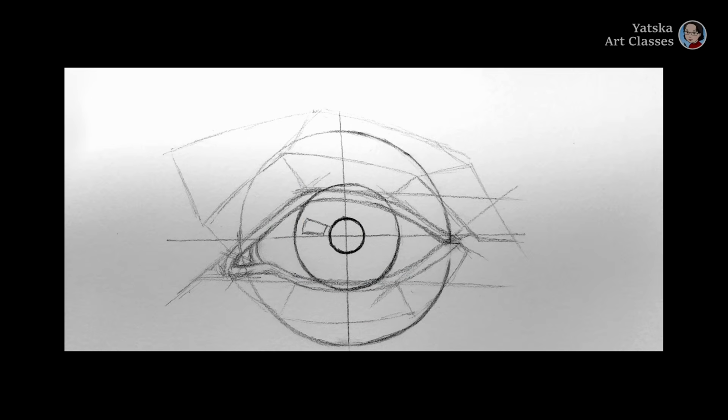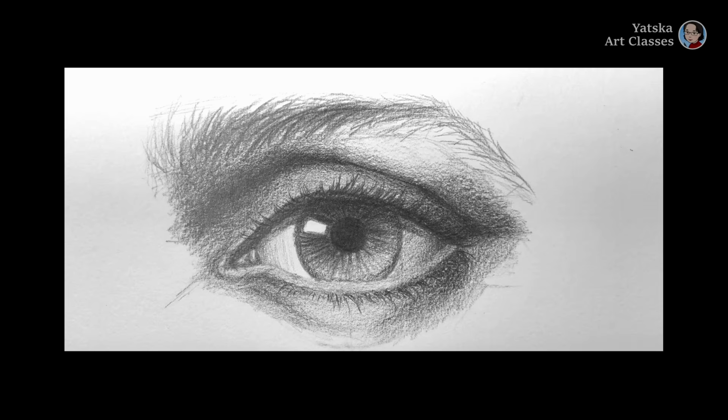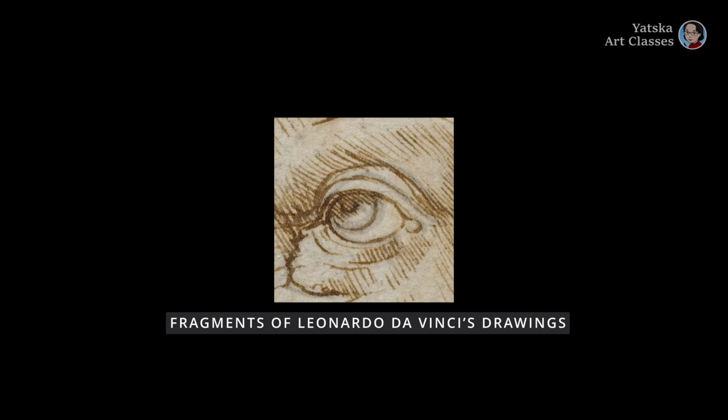Instead, think construction first, decoration second. Start with the big forms: the eyeball, the lids, the corners, and the surrounding structure. If the eye is built well, it will work without a single eyelash.